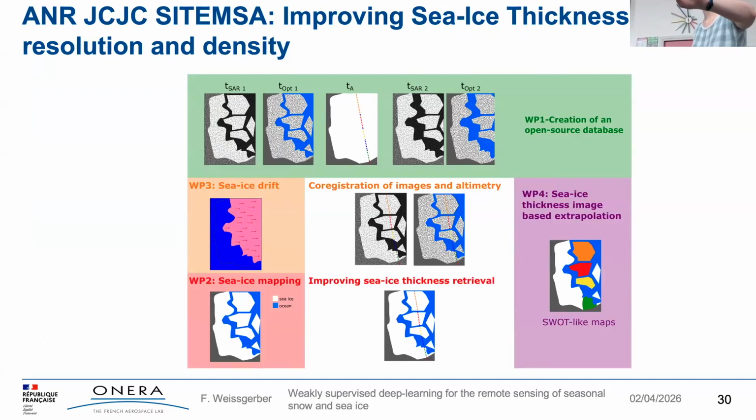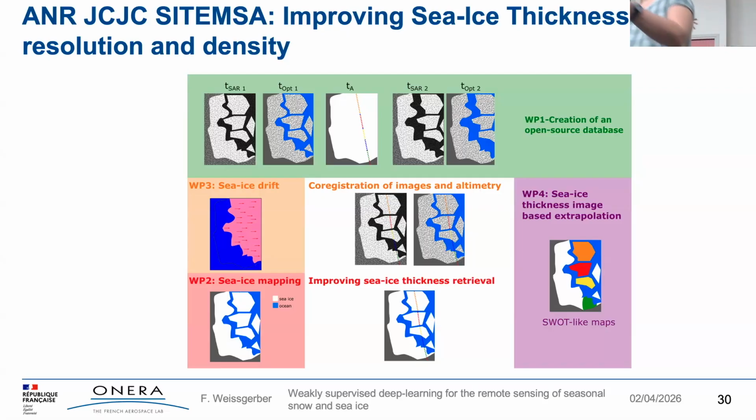So in the project that funded part of this work, the goal is to merge the images, SAR and optical, and altimetry. And to do that, we need a very precise sea ice drift, because if the acquisitions have not been done at the same time, so apart from Sentinel-3, generally we don't have altimeter and image at the same time. We need to compensate the drift. And I will show you later what the values of the drift are.